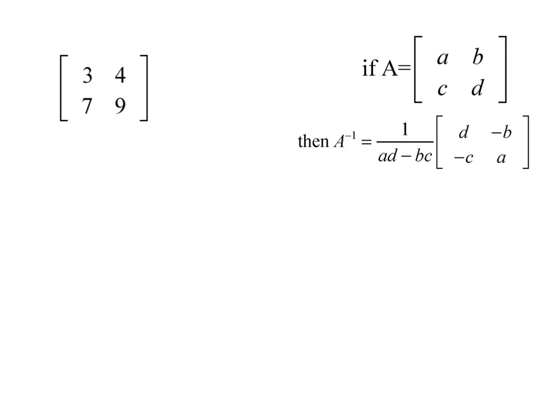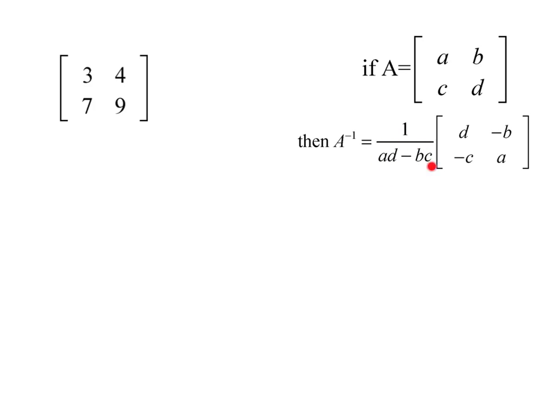Find the inverse of the matrix if it exists. So this is a 2 by 2 matrix, so it has a formula, which is this one right here. If I have a 2 by 2 matrix, then its inverse is going to be this. Now, the only thing that can make it so it doesn't exist is if this is 0, because then you get 1 over 0, which is undefined.